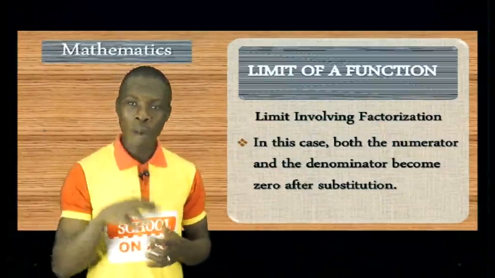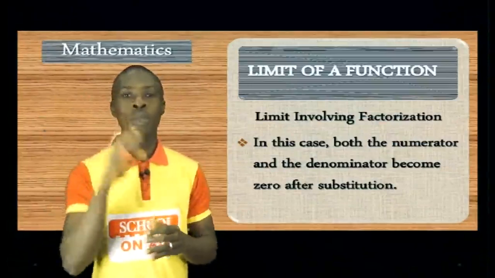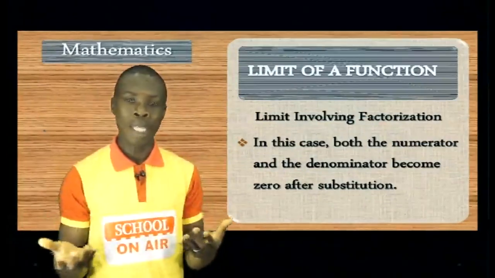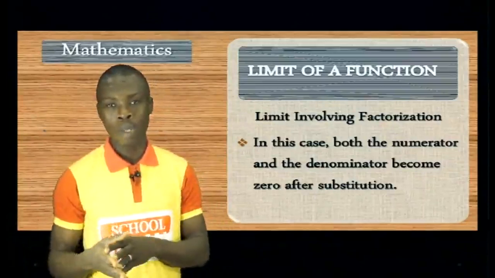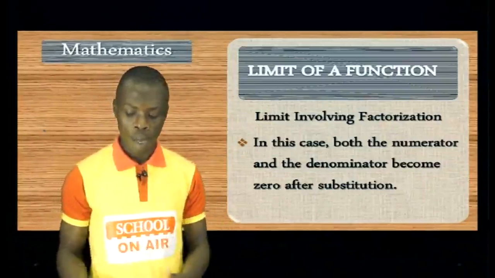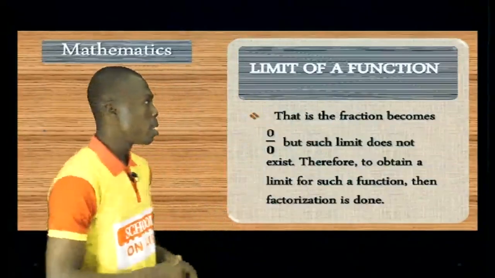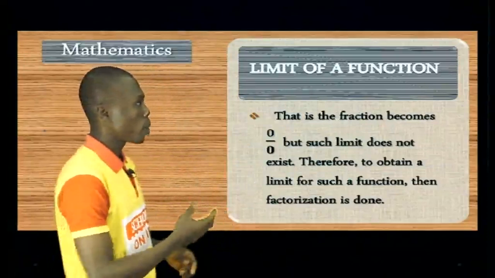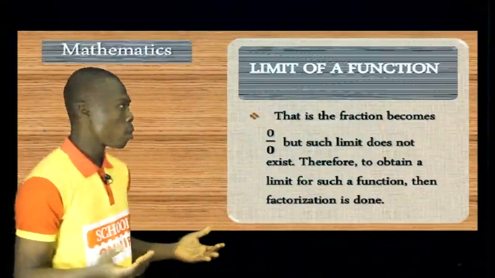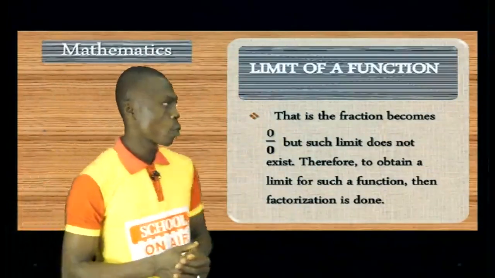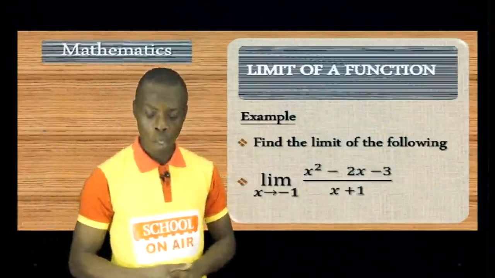If you put the limiting value of x in the function given and the numerator and denominator give you 0, you know that is not determinate. 0 over 0 is not determinate. So you have to think of what else to do, and in such a situation, we try factorization. Let's take a look at how that is done. Like I said, when the fraction becomes 0 over 0, we obtain the limit for such a function by factorization. We'll take a look at an example.